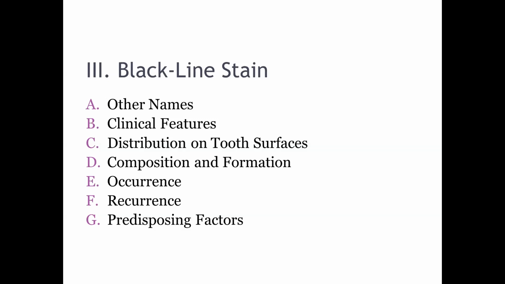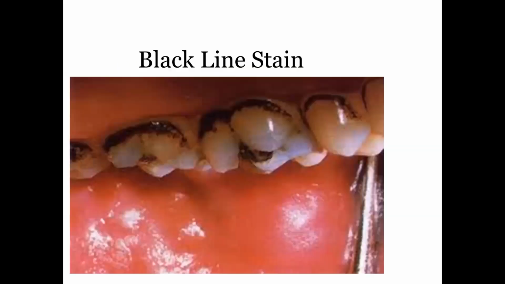The gingiva usually is firm with little or no tendency of bleeding. The teeth are frequently clean and shiny with a tendency to a lower incidence of dental caries. So this is what black line stain can look like. It can be this thick. Most times it's just a little bit thinner than this.